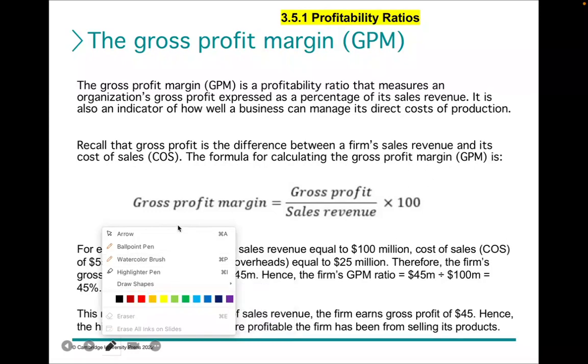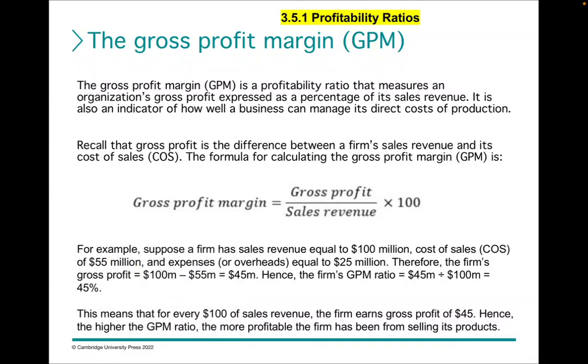So sales revenue, money coming in, minus the cost of sales is the gross profit. You have not taken out expenses, you've not taken out taxes, anything else, just the gross profit. And so you've got the gross profit, which is sales revenue minus cost of sales, divided by sales revenue. Very simplistic. And times 100 gives you the gross profit margin.